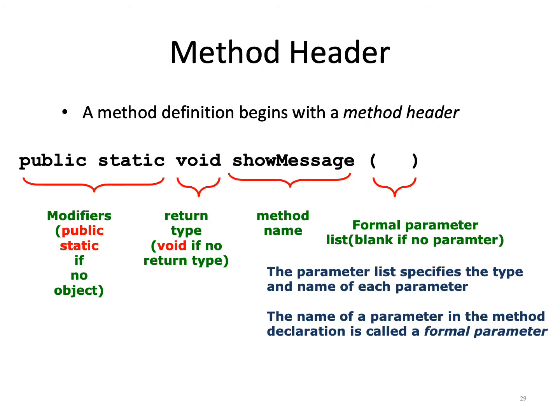For example here, we have public static void showMessage and the brackets. Public static is the modifiers. Void means that there is no return type. It can be int, double, or other type. ShowMessage is the name of the method, and the brackets is to list the formal parameters. It can be left blank if there is no parameter.